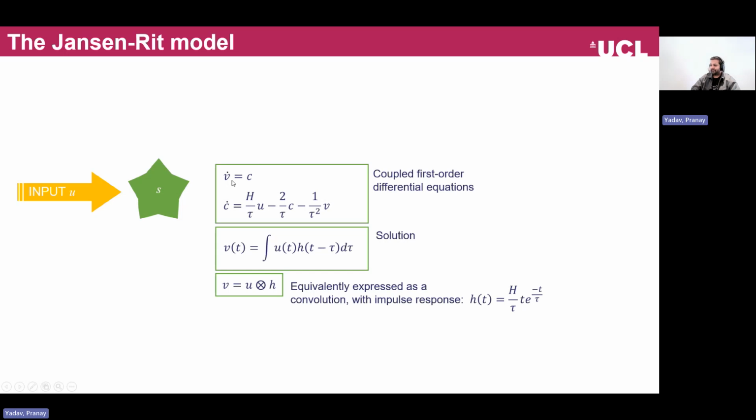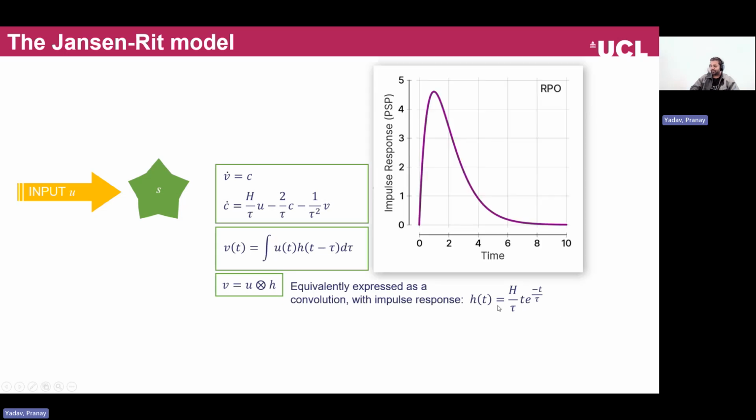Now, the solution to this coupled first-order differential equation is this integral. And this integral is equivalently expressed as a convolution operator between the input u and h, which is an impulse response, given by this equation. And this is what this impulse response looks like. This impulse response is essentially the postsynaptic potential elicited by a single spike input.